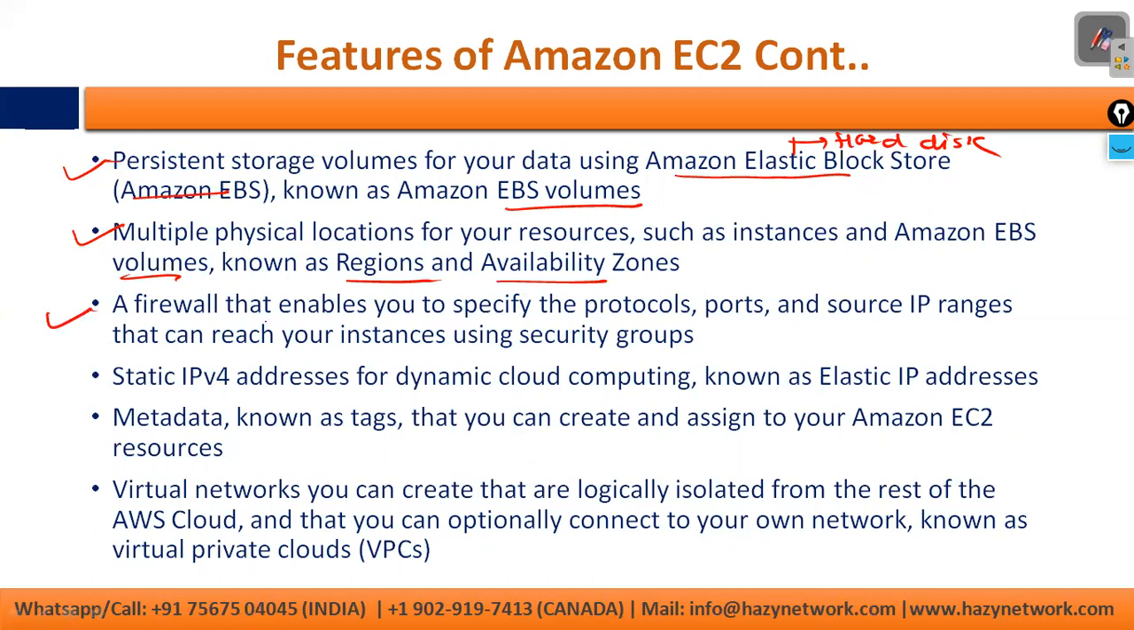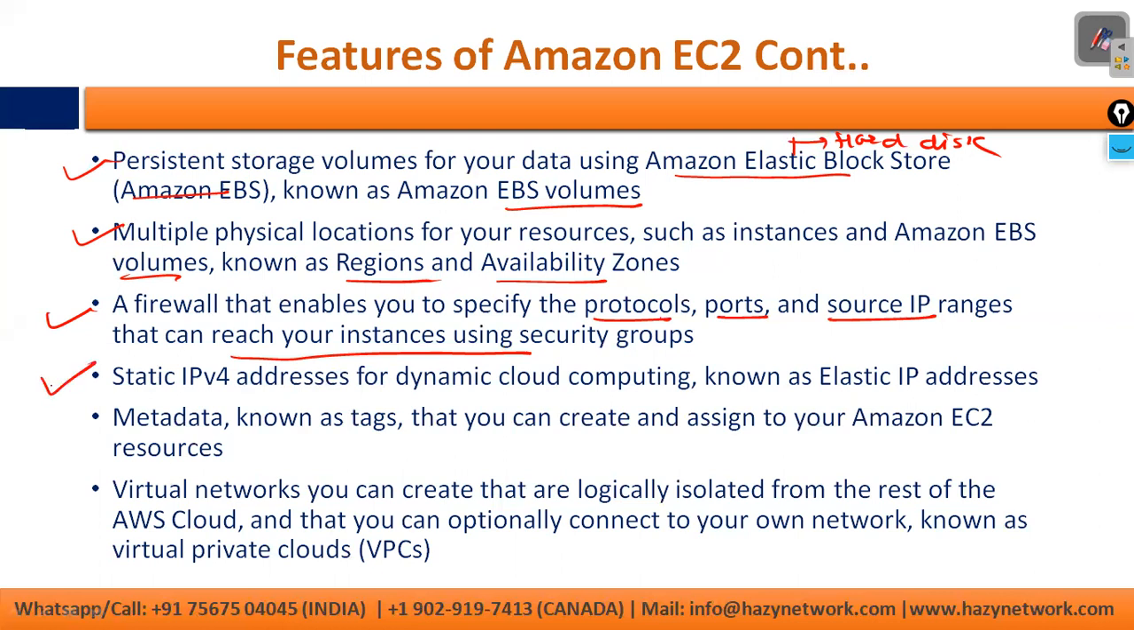Now, a firewall that enables you to specify the protocols, ports, and source IP range that can reach your instance is done using the security group. Of course, if you do not configure the security group, then anyone can access your EC2 instance. And if you want to allow a few people, or if you don't want to allow anyone to access your EC2 instance, you have to configure some security policies. You can configure the security policies in two ways, inbound and outbound. We will see in lab.